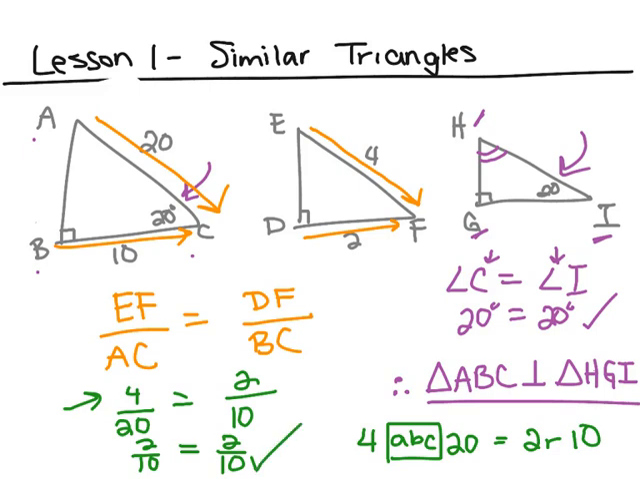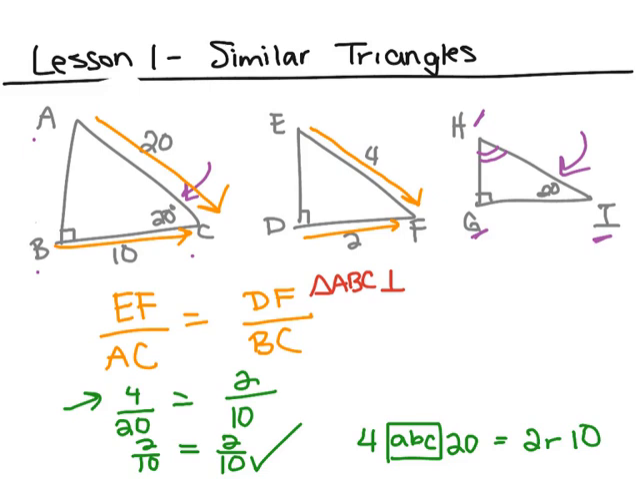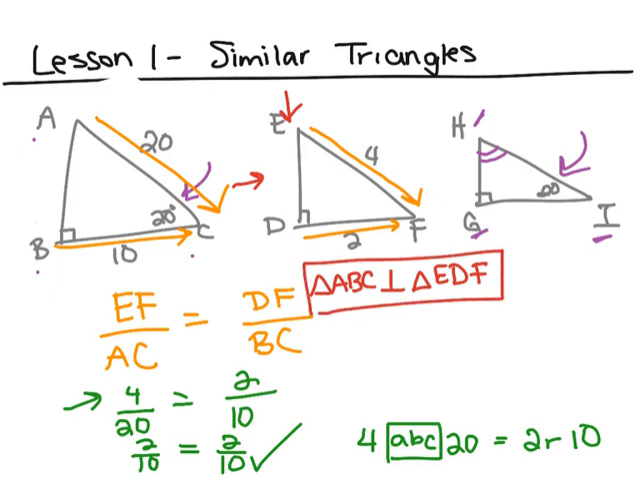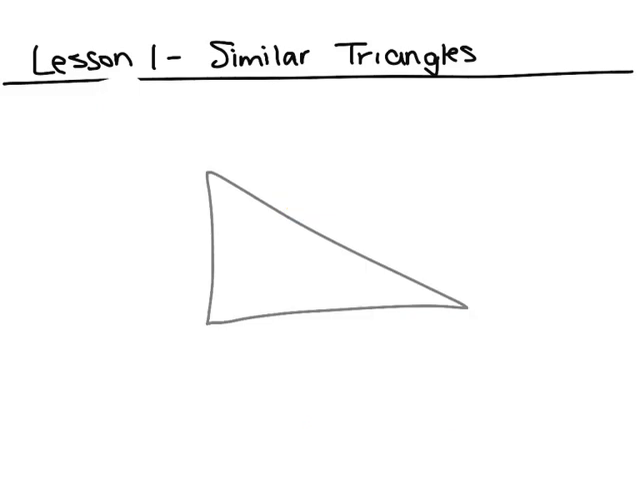So we will write triangle ABC is similar, and we want to write the second triangle in the same way with corresponding sides, so triangle EDF. So that shows that ABC is similar to EDF.